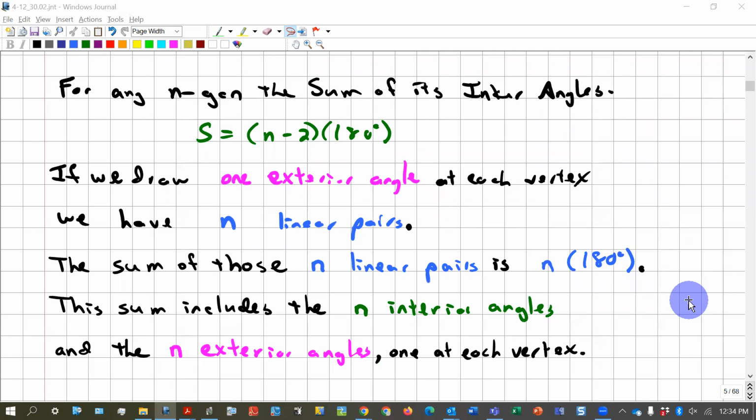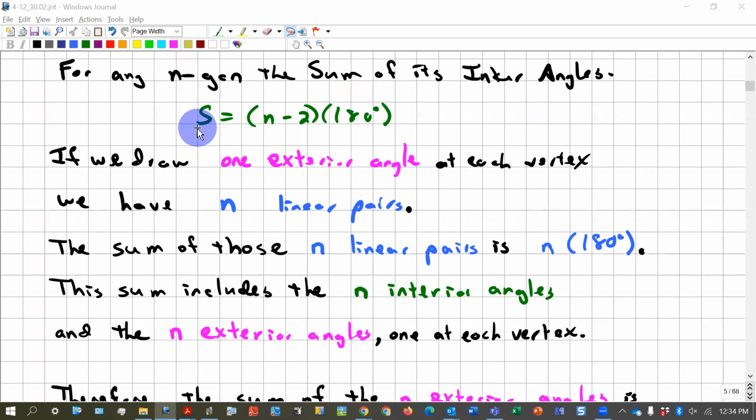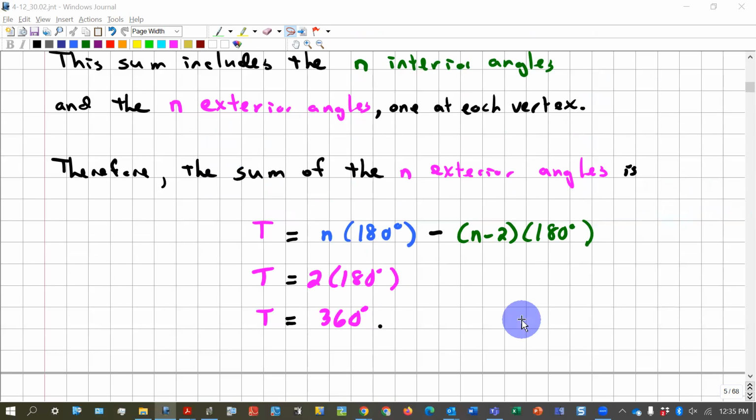And if you take the n linear pairs and subtract the measures of the interior angles, you're left with the exterior angles always ending up being 2 groups of 180, or 360 degrees. Always. Because if you subtract n minus 2 groups of 180 from n groups of 180, you're going to have 2 groups left over.